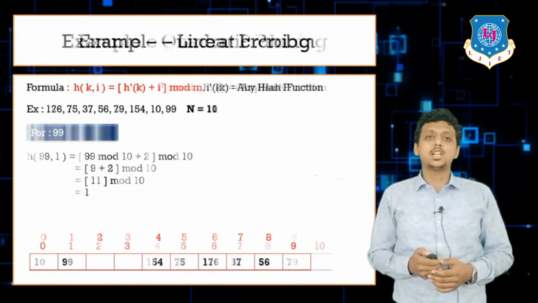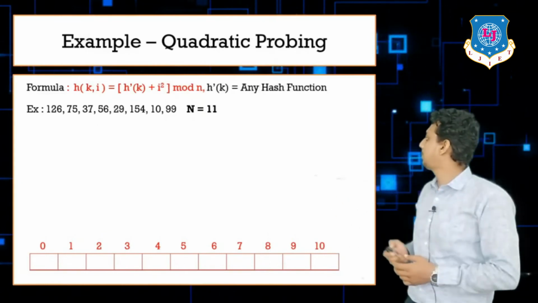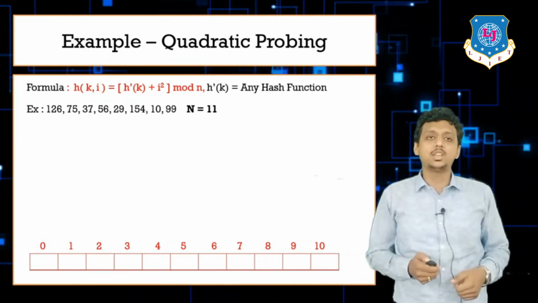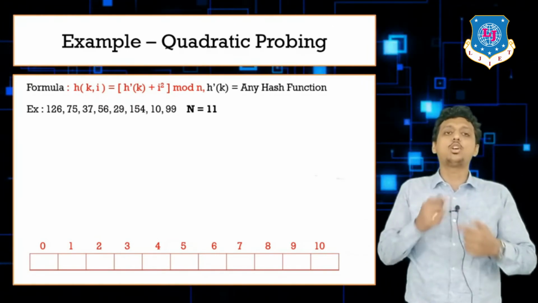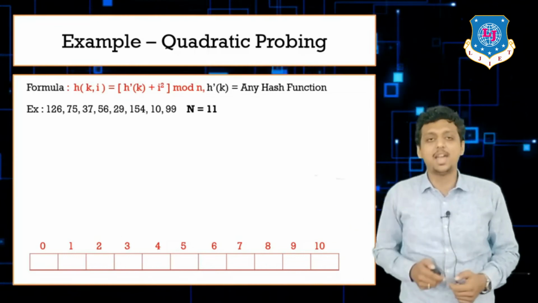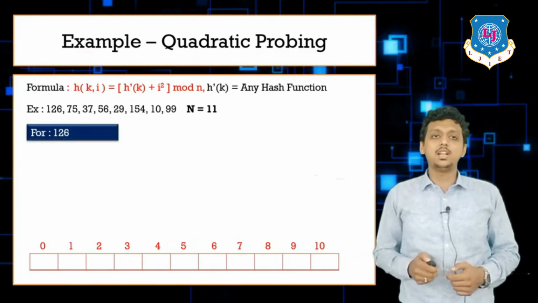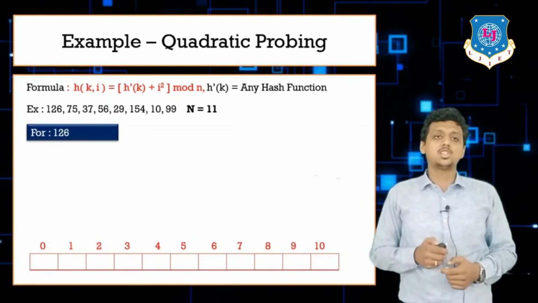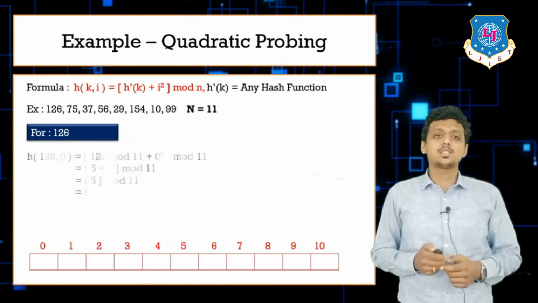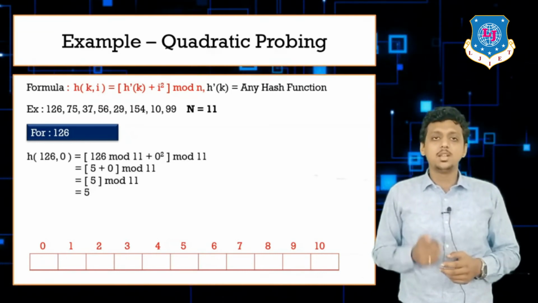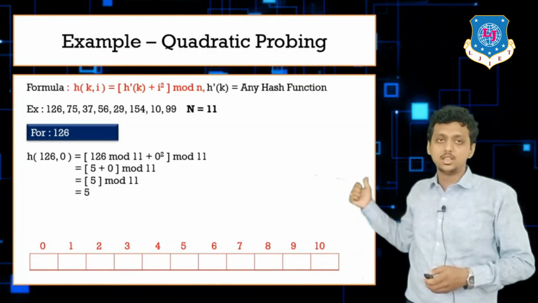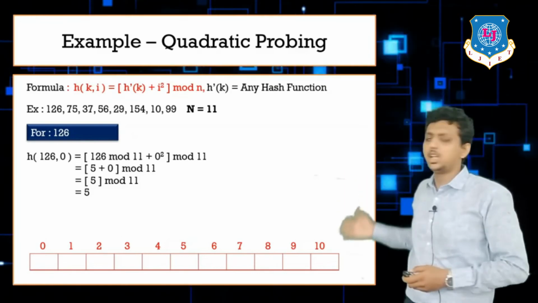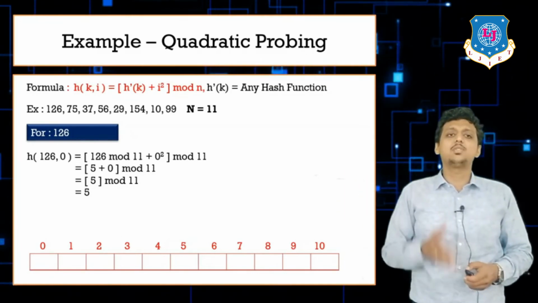Now let's take the next method, quadratic probing. The formula is similar to linear, but there is a little change. Here I is incrementing in a quadratic fashion, because it's not I, it's I square. So for 126, n is 11, and my hash table is like this. Now 126 mod 11 plus 0 square mod 11. 0 square becomes 0, and 126 mod 11 becomes 5. So it's 5 plus 0 mod 11, that means 5 again. So we can directly insert 126 there.